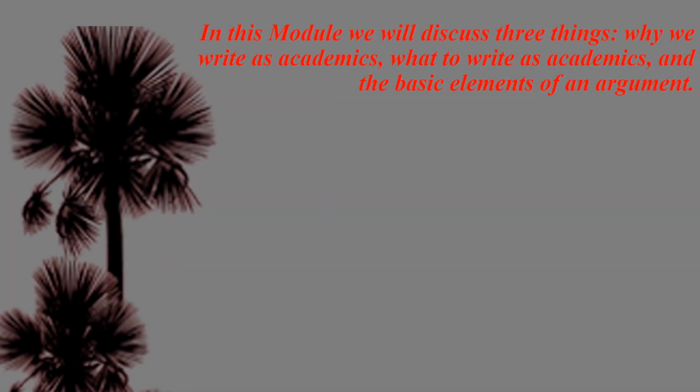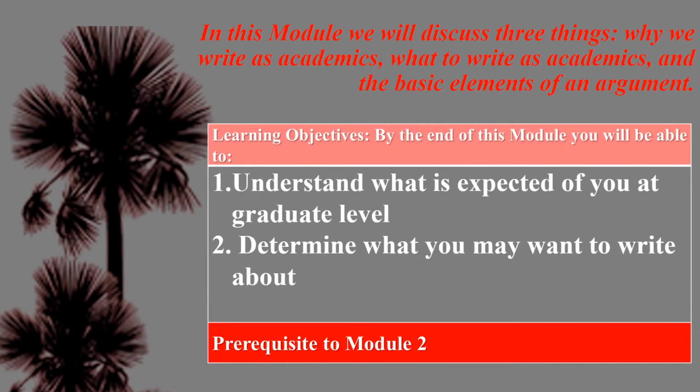In this module, we will discuss three things: why we write, what to write, and the basic elements of an argument. After you complete this module, you should have a better understanding of our expectations of you as a graduate student and academic writer or researcher, and have a clearer idea of what you want to write about.